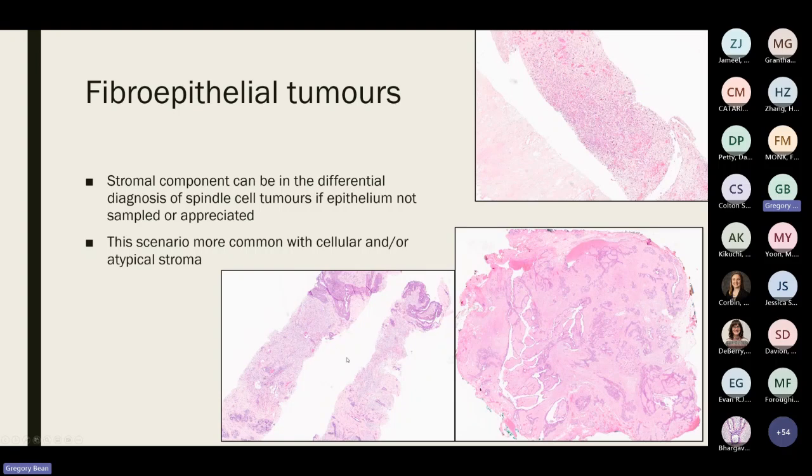Sometimes you just get sampling of a core biopsy where you can see that there are spindle cells and you can see that there's epithelium, but you're not necessarily sure that the epithelium is lesional, so you might sign it out descriptively. And then this is the excision of this biopsy, and it's more clear at this point that it's a fibroepithelial lesion.